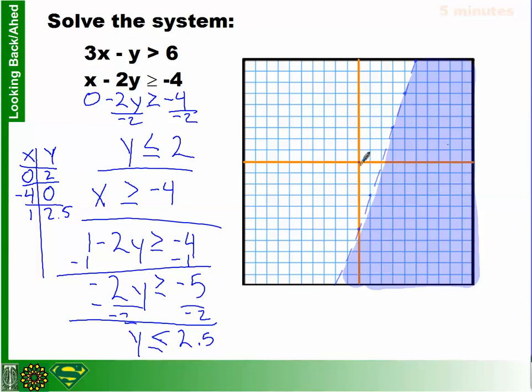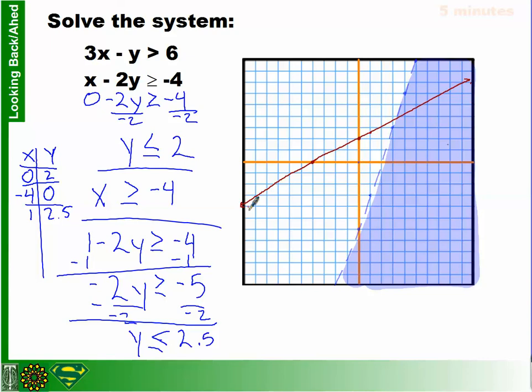So 0, 2 is 0 over, up 2. Negative 4, 0 is negative 4: 1, 2, 3, 4, 0. And then 1, 2.5. And it appears that these 3 points all line up. I'll continue this way. And now it's time for my shading.